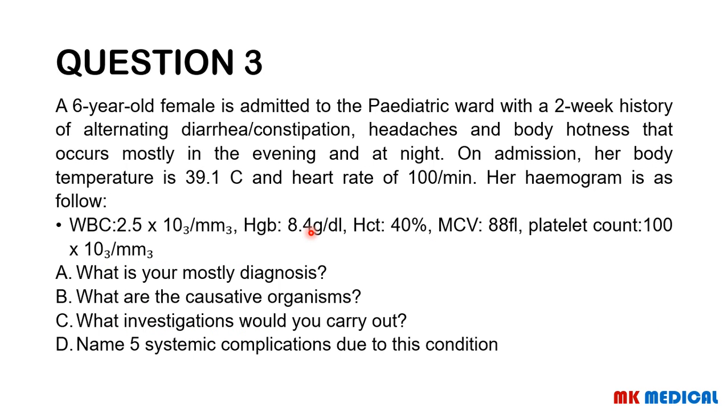Then question 3. A 6-year-old female is admitted to the pediatric ward with a 2-week history of alternating diarrhea, constipation, headaches, and body hotness that occurs mostly in the evening and at night. On admission, her body temperature is 39.1 degrees Celsius and her heart rate is 100 beats per minute. Her hemogram is as follows: WBC 2.5, hemoglobin 8.4, hematocrit 40%, MCV 88 fL, platelet count is 100.